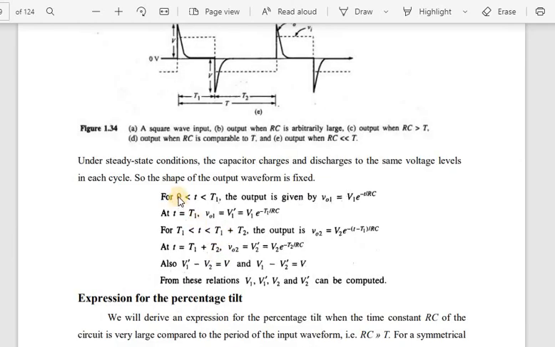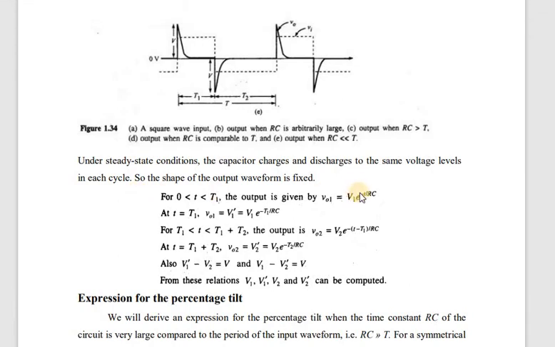Now under steady state conditions, the capacitor charges and discharges to the same voltage levels in each cycle. So in the steady state conditions, the capacitor will be charging and discharging in each cycle, in one cycle. So the shape of the output waveform will always be fixed.